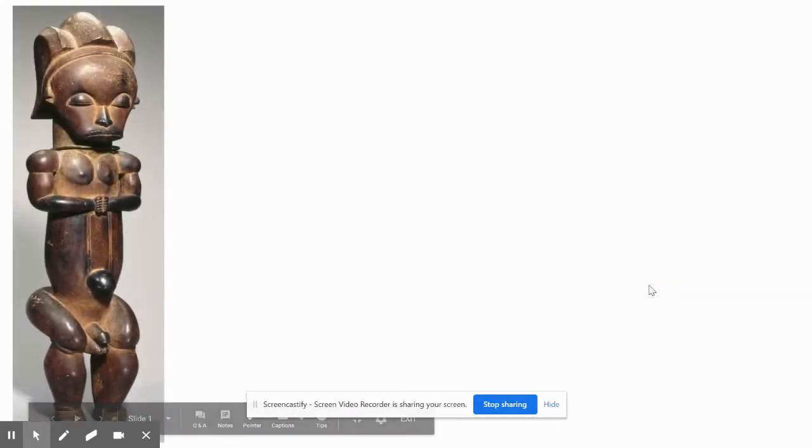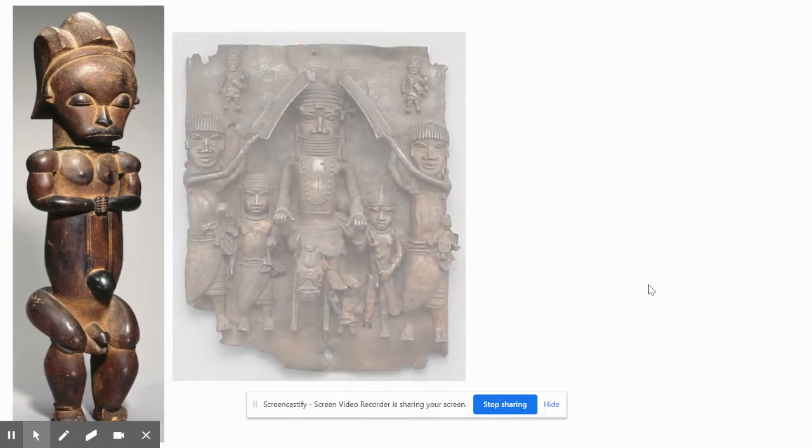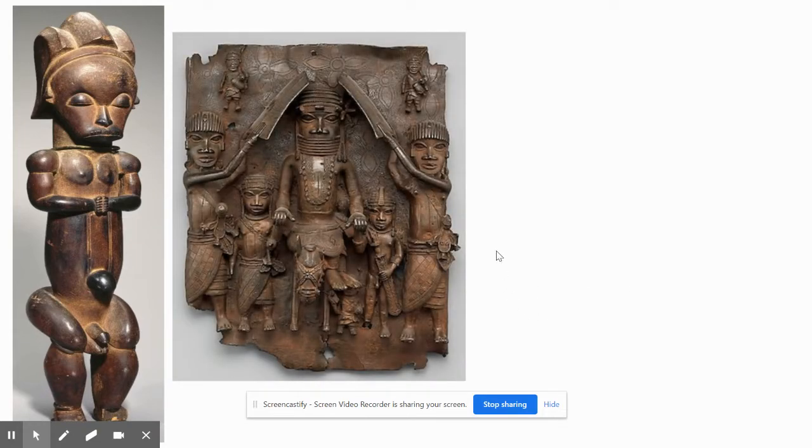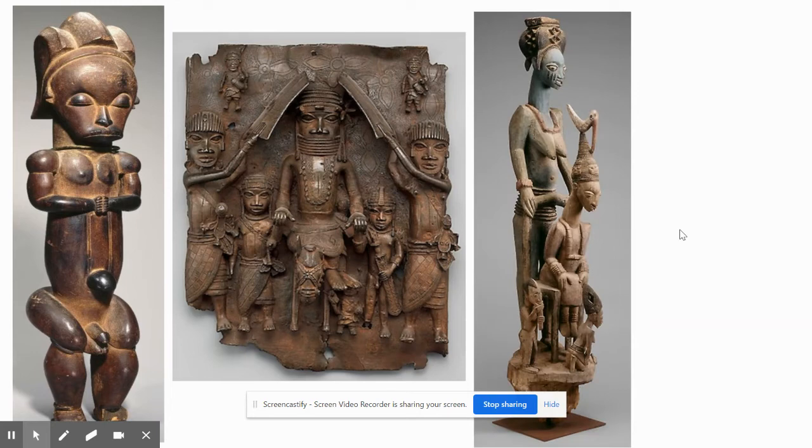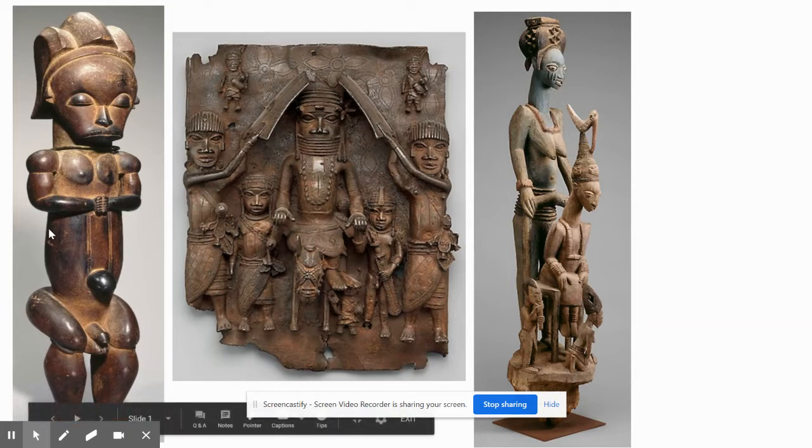Okay, so we're going to do the Fang Reliquary figure, a wall plaque from Oba's Palace, and a veranda post. What you'll notice immediately from these three works is that we're not dealing with pieces that are interested in offering naturalistic depictions of the human body, right? We have this work, and obviously it should suggest something like a baby, right? The proportions are not in line with naturalistic proportions.